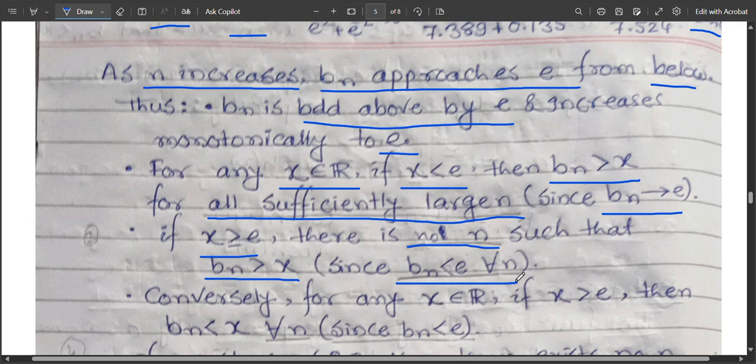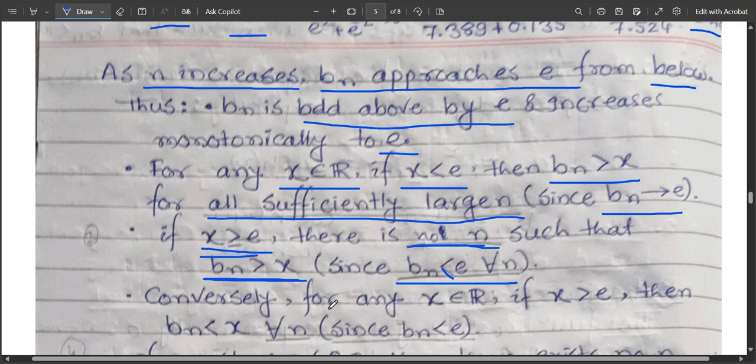We know that Bn is less than e, and here we have taken x greater than or equal to e. For all values of x more than e, there is no n for which Bn will be greater than x. Bn is always less than x. If Bn became greater than x, then indirectly it would be greater than e, and that is not possible.